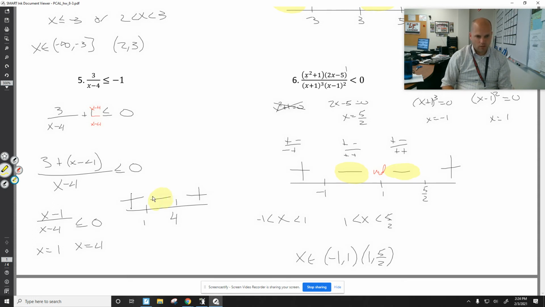Between 1 and 4, are we including 1? Are we including 4? Well, 1 can be included because that's the numerator equal to 0. That's when we get 0. But 4 can't because that's when it's undefined. Plugging in 1, 3 over negative 3 is negative 1. So I won't write the intervals again. You're including the 1. You are not including the 4.